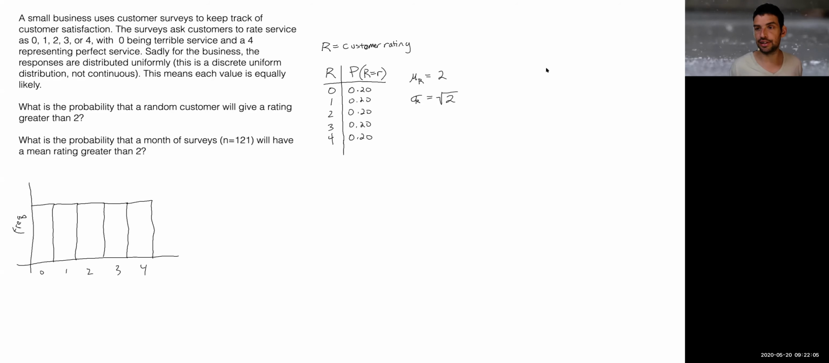We don't really need those to answer this part though. So the question at hand is, what is the probability that if we ask a random customer to fill out the survey, their answer is greater than 2? Well, we can pretty much read it off of this. I'm going to write it out a little more explicitly just to be clear. So we're saying, what is the probability? Being greater than 2 means that R equals 3 or R equals 4.